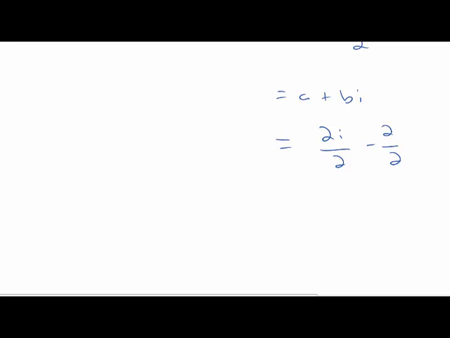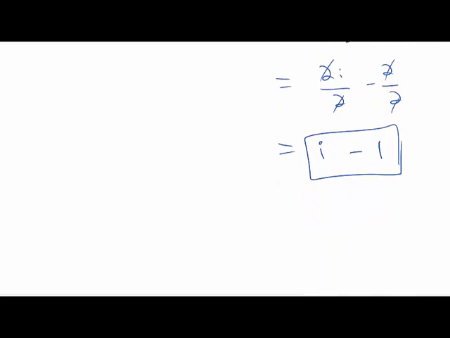And then if we want to put it in the form of a complex number, which is a plus bi, let's divide this and this by the denominator. So we get 2i divided by 2 minus 2 divided by 2. And that simplifies even more. The 2's cancel out, and you have i minus, and those 2's cancel out. And you got i minus 1.